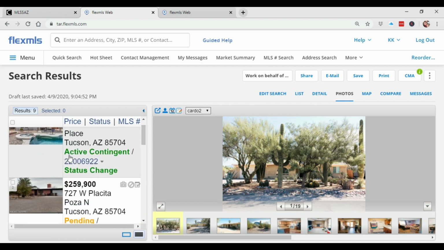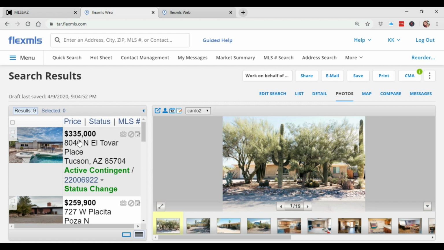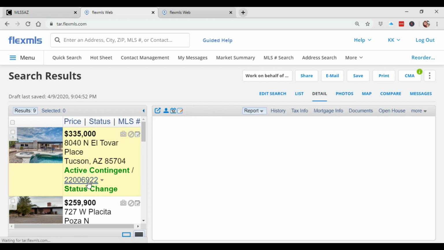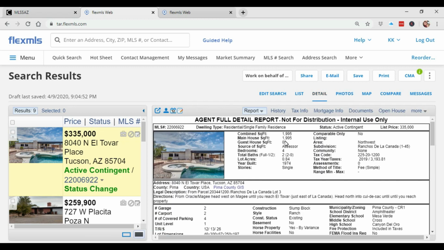So let's take a look at the other property that we saw. This one is in that general area as well. I think this was the right one? 1,995 square feet. So this is a little bit larger than the one that we're looking at. The one we're looking at is 1,700 square feet, but this one also has a pool. It has a 2-car garage with a 2-car carport. Let's see, 4 bedrooms, 2 baths, built in '74, 0.84 acres, active contingent, which means that it now has a contract on it. They're going through their inspection period. They were listed at $335,000.